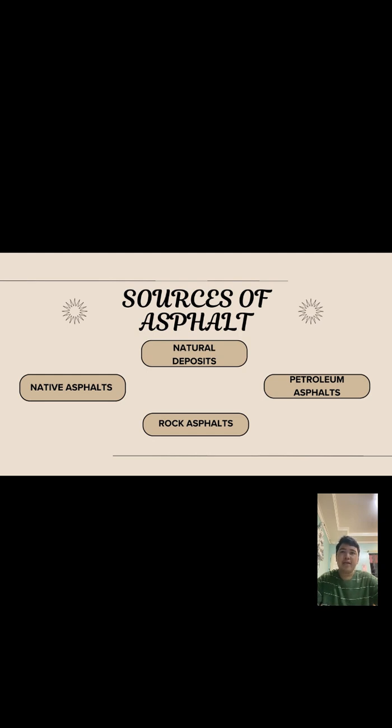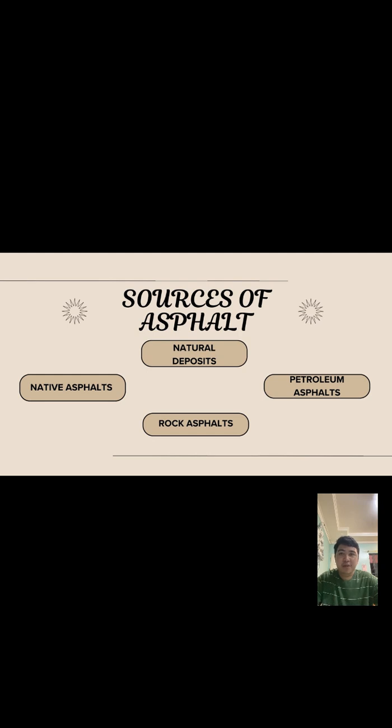The third example is petroleum asphalt, another source for asphalt. Petroleum asphalt is derived from petroleum refining in various forms, including asphalt cement, slow curing liquid asphalt, medium curing liquid asphalt, rapid curing liquid asphalt, and asphalt emulsions. The amount of asphalt obtained from crude oil depends on the crude's American Petroleum Institute, or the API, gravity. Generally, crude oil with lower API gravity yields higher quantities of asphalt.